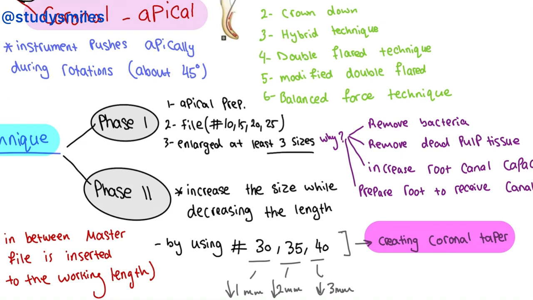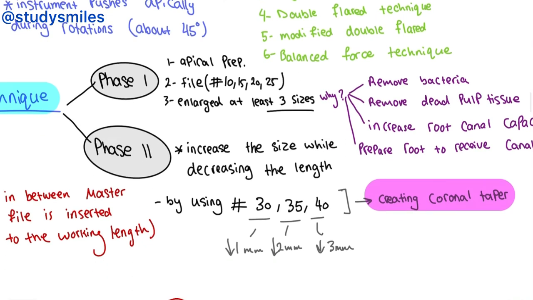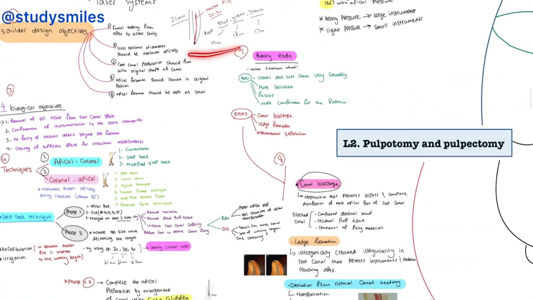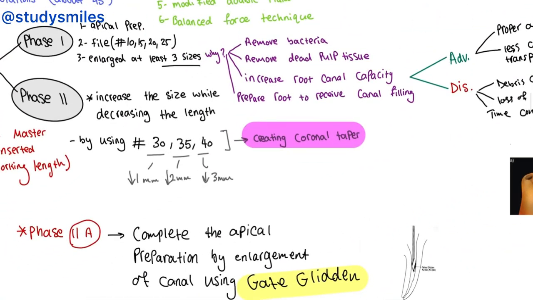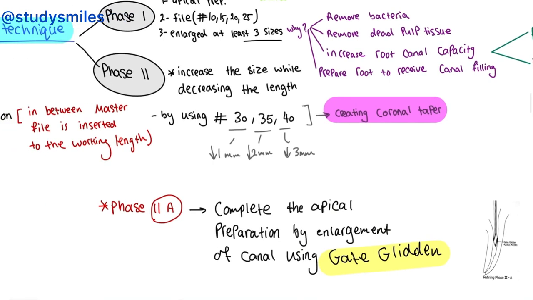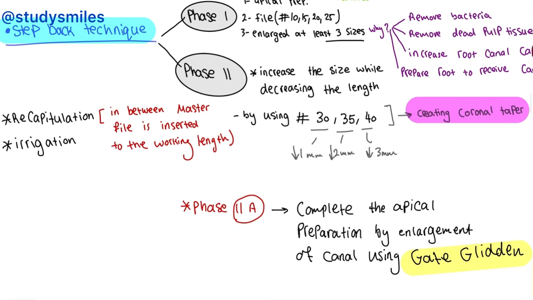Here we need to reduce 1 to 2 millimeters from our master file, using 30, 35, and 40, okay? Again, I already explained it above, so I'm not going to explain it again here. So we're actually creating a coronal taper, okay?